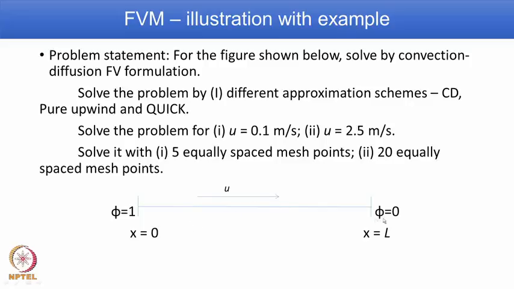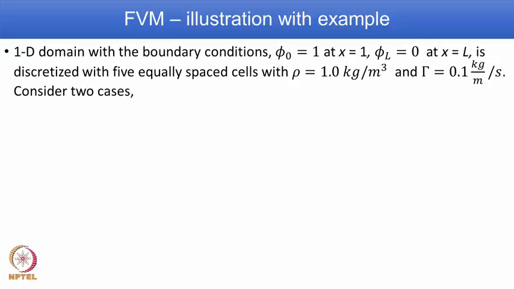So, the given domain is from x equal to 0 to x equal to L, with length L. If L is equal to 1, then if you divide by 5 equally spaced mesh points, delta x will be 0.02. If you divide by 20, then delta x will be 0.02, and this delta x term goes into the diffusion term calculation. In the last slide, we explained the problem.